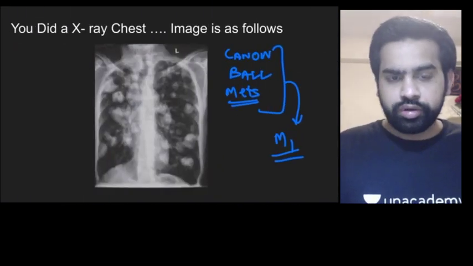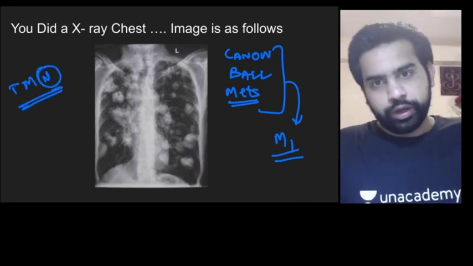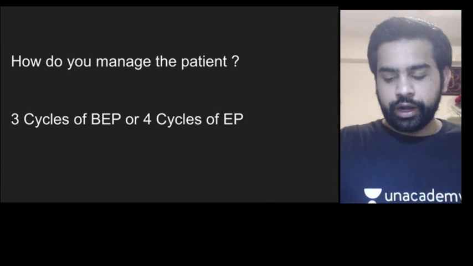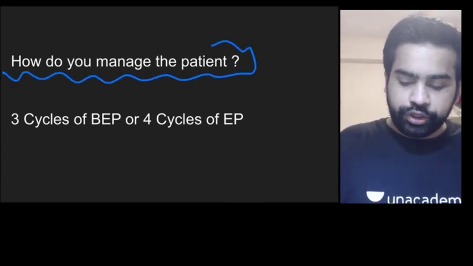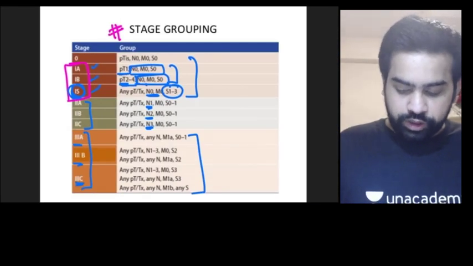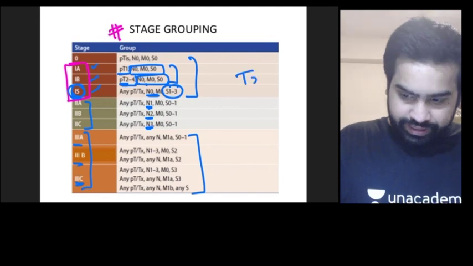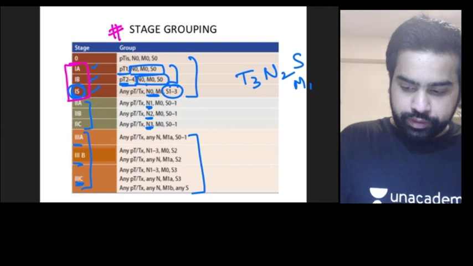And what about the tumor markers? Let's say the tumor markers were absolutely normal. Okay, let's take it back. Then how do you manage this particular patient? If you just go back, what is the patient having? The patient is having T3, N2, M1A and S0.